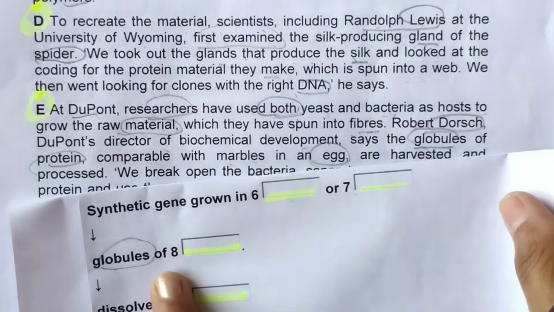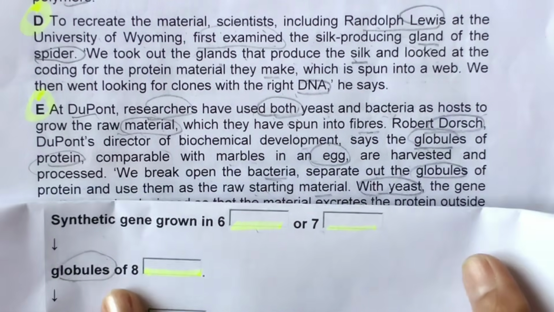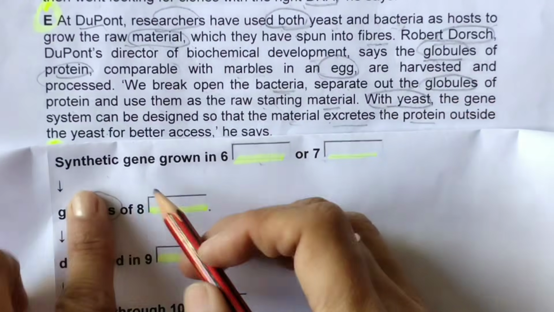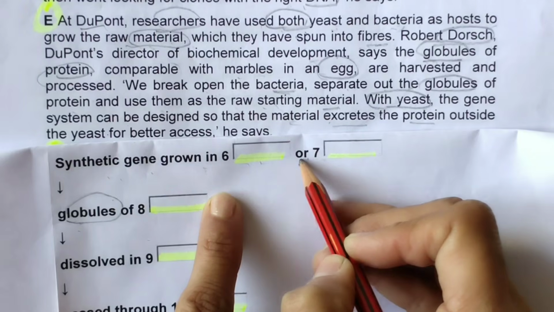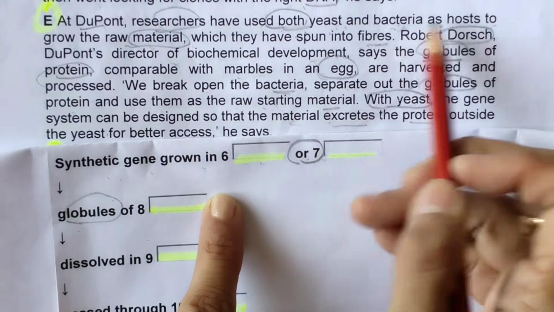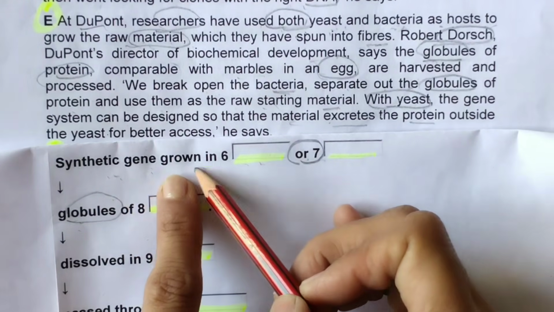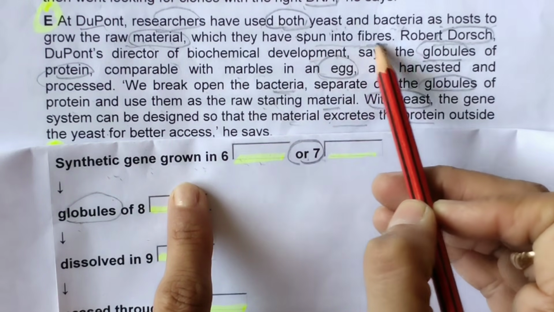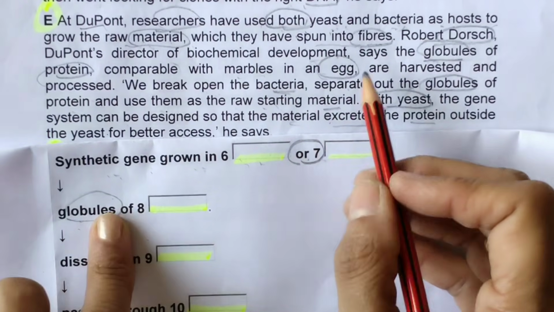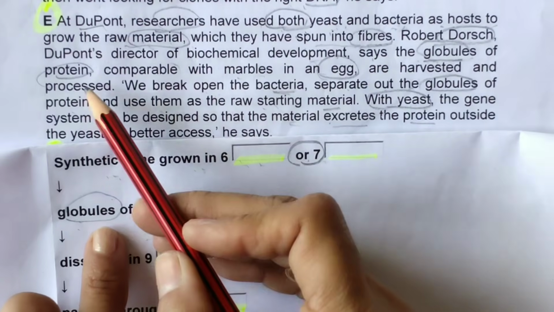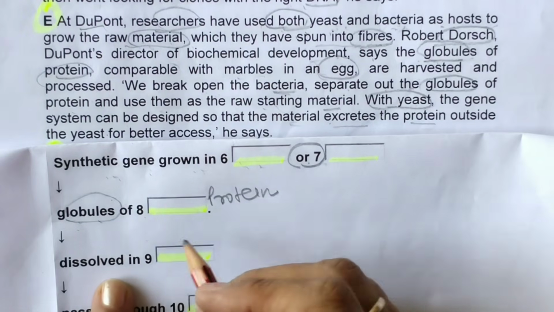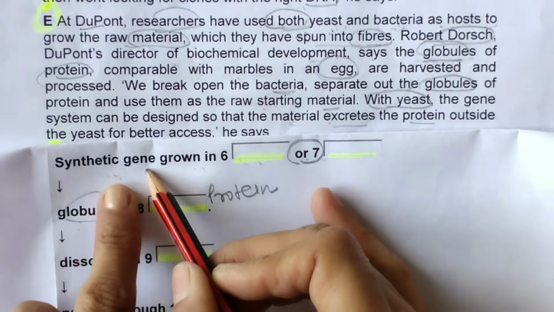So here are the word globules. I am showing you the fill in the blanks, and this is the paragraph. We will be reading it for that. So, synthetic gene grown in, where the word is given. It means they are talking about these 2 words, yeast and bacteria as host to grow the raw material, which they have spun into fibers. I'm just guessing. It says the globules of protein. Globules of protein, let's write protein first. Protein dissolved in. Okay, synthetic gene grown in.